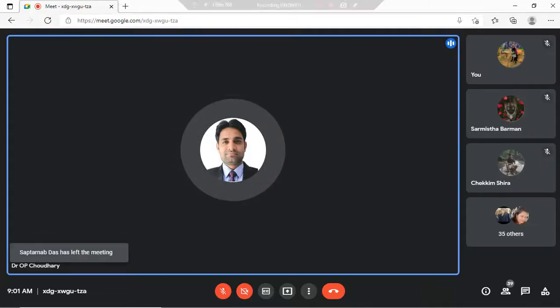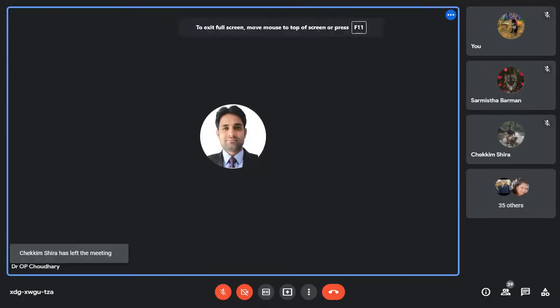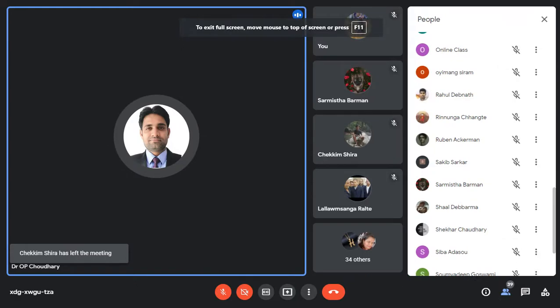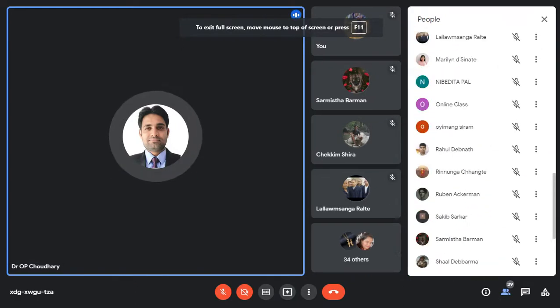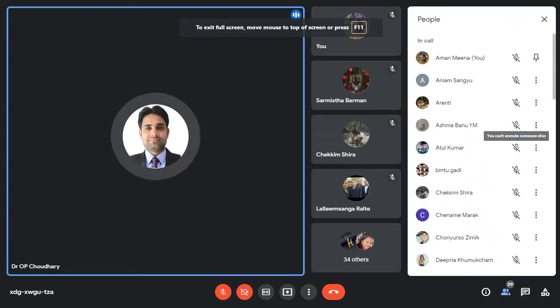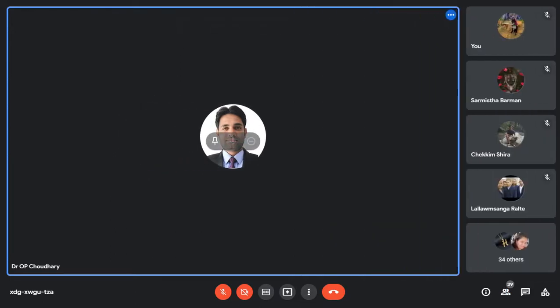We are going through the male genital system. So today I will start with the vas deferens. I have completed the scrotum, testis, then epididymis, then spermatic cord. Then the remaining part is vas deferens.